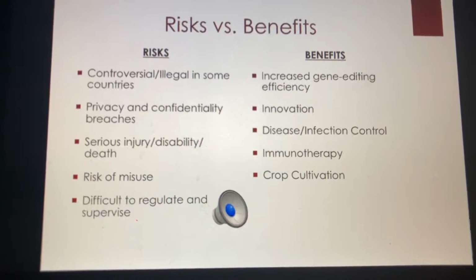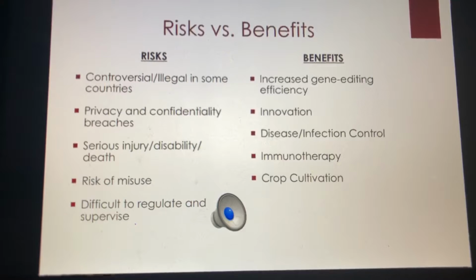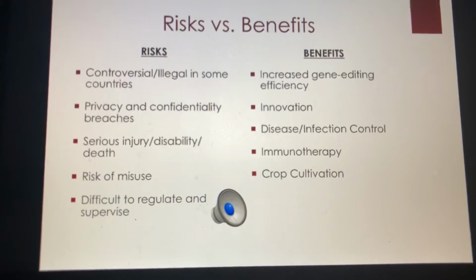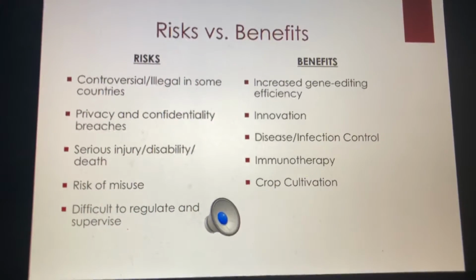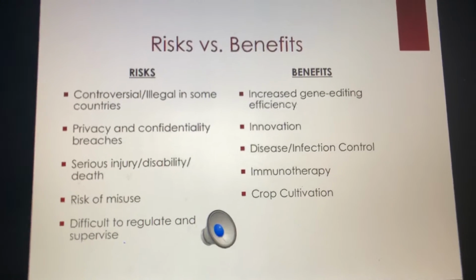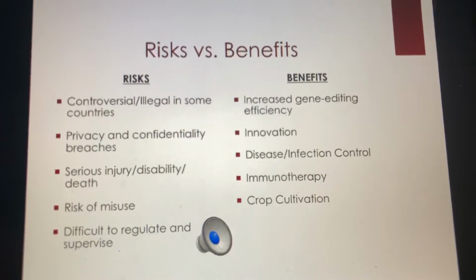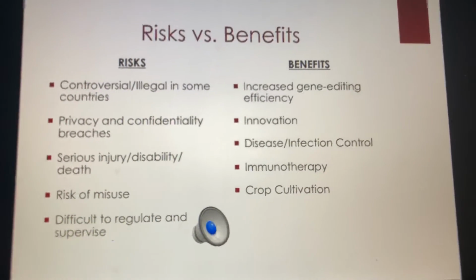Crop cultivation, like we talked about the crops that are drought resistant and pest resistant, those are all benefits for mankind. So it's not necessarily that the risks outweigh the benefits or the benefits outweigh the risks.